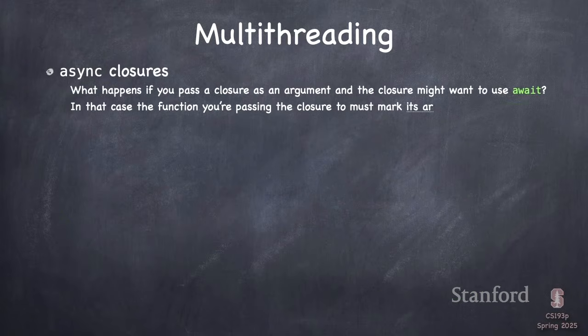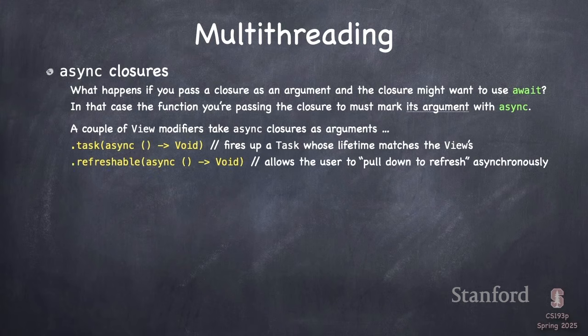I talked about these passing of closures between actors, so I wanted to show you a couple of view modifiers that take async closures as arguments. And when you have an async closure, this means that the closure automatically gets put into an async operating environment. One of them is .task. This is an awesome one. You put it in the same kind of places you put on appears. So you say .task and you give it a closure, and then that closure is going to be executed when the view comes on screen.